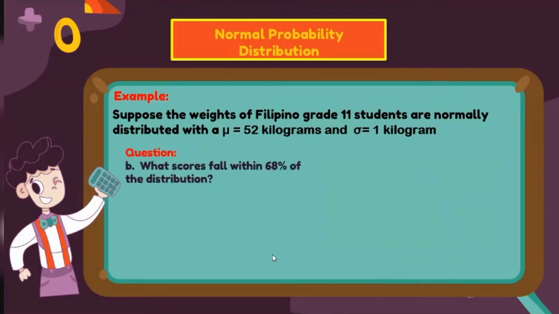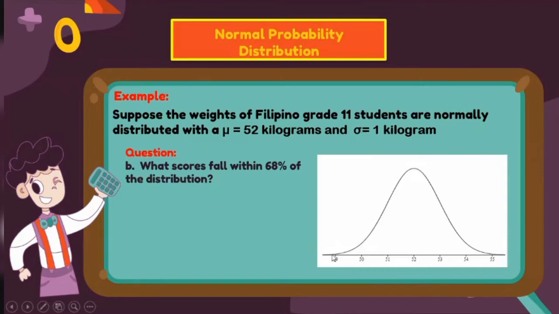How about for letter B? So consider the same problem. What scores fall within 68% of the distribution? So this time around, we interchange it. So you have the given percent and then you have to determine the scores of that 68% of the distribution.